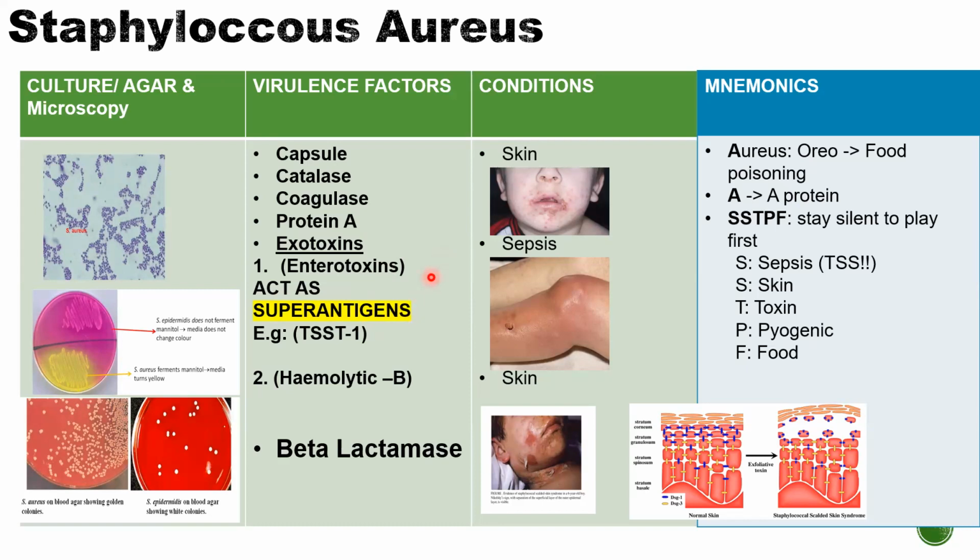Okay, so let's go through them. Now, how can you remember these? I need mnemonics for this. So basically, you have the capsule, okay? A way to remember this is CCC for the Staph aureus. Coagulase, we can remember this because we said they cluster up.